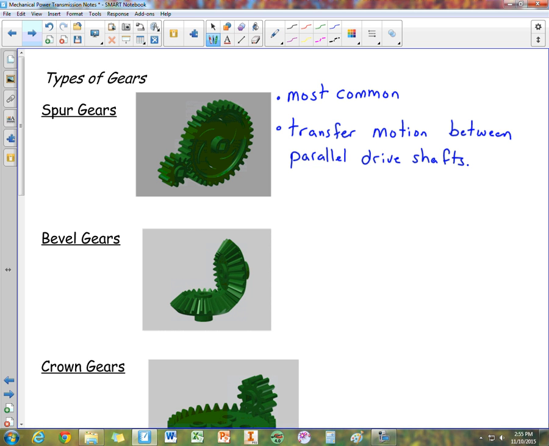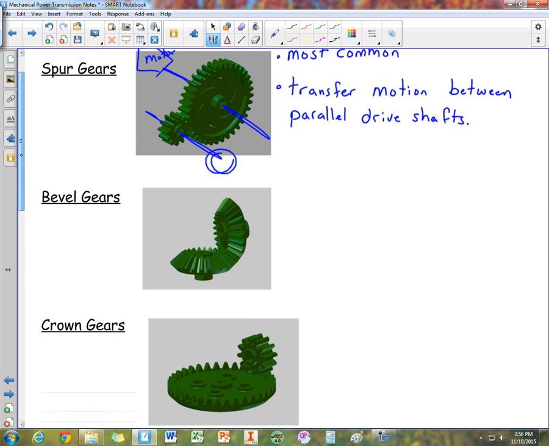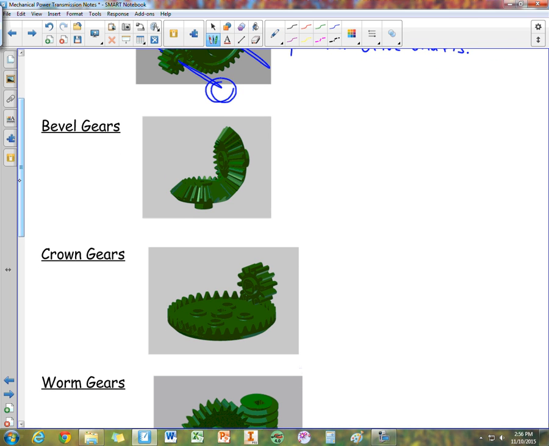So imagine that we have a drive shaft here and a drive shaft here. And if we have a motor, kind of a weird looking motor, and then we would have a wheel right here. So what this can do is it can transfer between two parallel drive shafts. The next type are the bevel gears. And these transfer motion between perpendicular drive shafts.